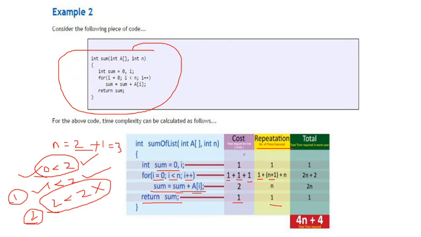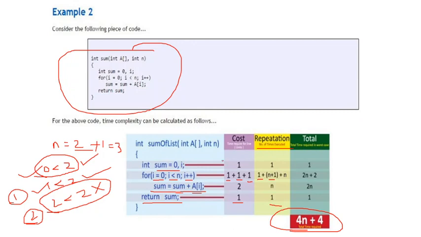Okay, and what is the total amount of this? 1 is 1, and here 2n plus 2, 2n plus 2, and here 2n, and here 1. So this is 2n plus 2. So 1, 2n plus 2, 2n, and 1. What is the total? 4n plus 4. Okay, so this is the time taken, 4n plus 4.